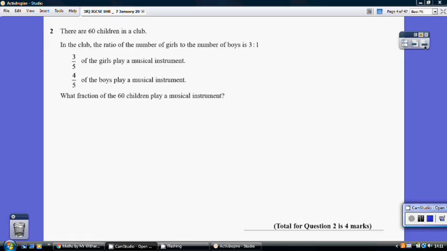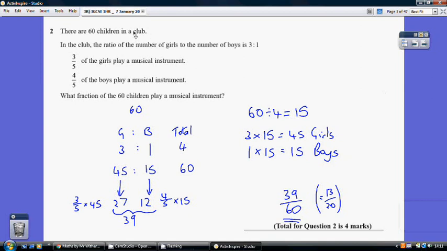Question 2. We've got 60 children in a club and we've got to split them between girls to boys 3 to 1. Now a ratio of 3 to 1 is 4 shares in total. So 60 divided by 4 shares means 15 children per share. We've got 3 shares for the girls, so 3 lots of 15 is 45 girls. 1 share for the boys, 1 lot of 15 is 15. So we split our 60 children into 45 girls and 15 boys. So that's a 3 to 1 split.